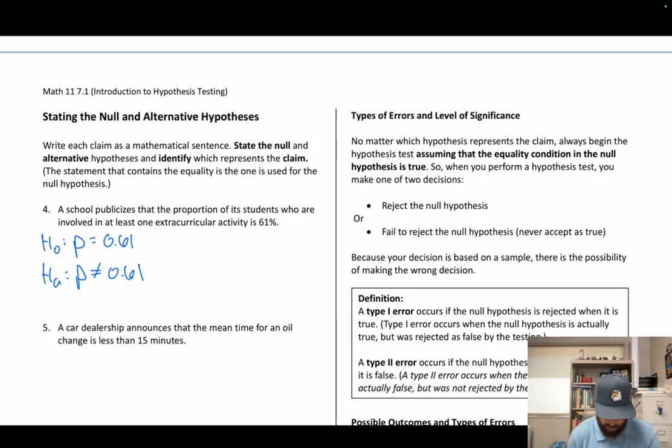And in this case, our claim is our null hypothesis, because they're saying that right there. Now, this one can be a little tricky because there's this "at least one," but that's not the percentage that we're looking at. What we're looking at is this 61%, and "is" mathematically means equal. All right, go and try 5 on your own here briefly.